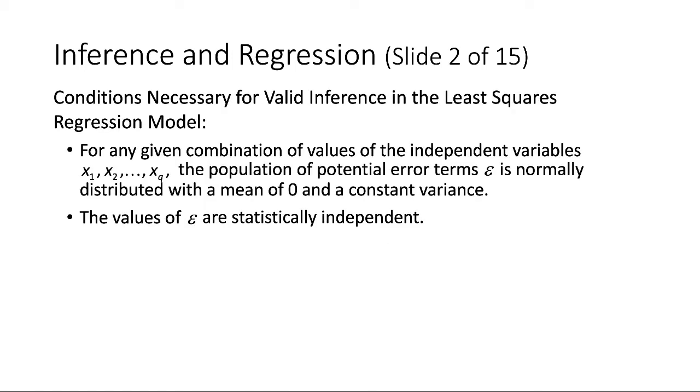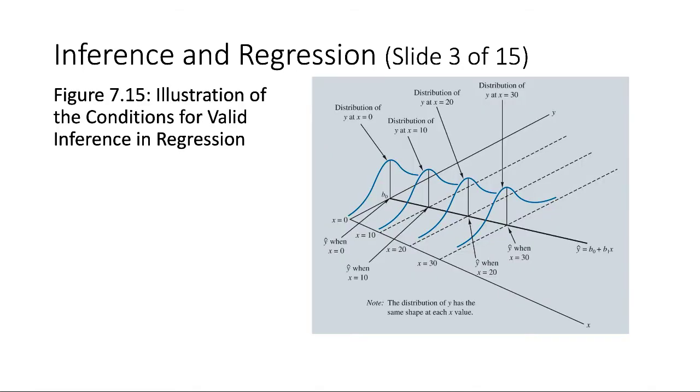To have a good regression model, we're looking for the errors, or residuals, to be normally distributed, like in a bell curve, with a mean of 0 and a constant variance, and for the values of the errors to be statistically independent. Let's visualize these two conditions.